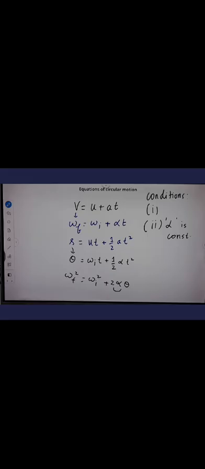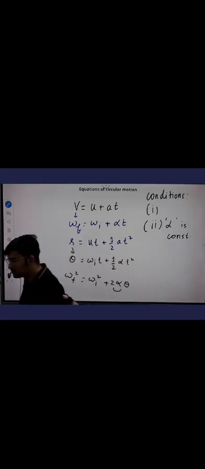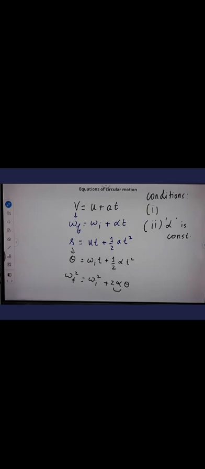Write down, everyone. A disk starts rotating from rest with an angular acceleration of 2 radians per second square.